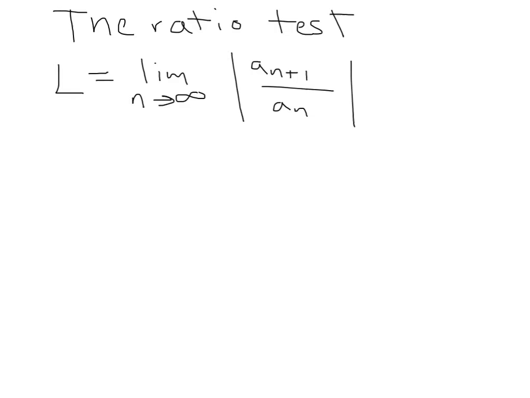The ratio test consists of finding L, which is equal to the limit as n approaches infinity of the absolute value of a sub n plus 1 over a sub n. Then, if L is less than 1, we can say that the series is absolutely convergent and hence convergent. If L is greater than 1, or if the limit is equal to infinity, then the series is divergent. If L is equal to 1, then the series may be divergent, conditionally convergent, or absolutely convergent. If this is the case, then the ratio test is inconclusive and more tests are needed.